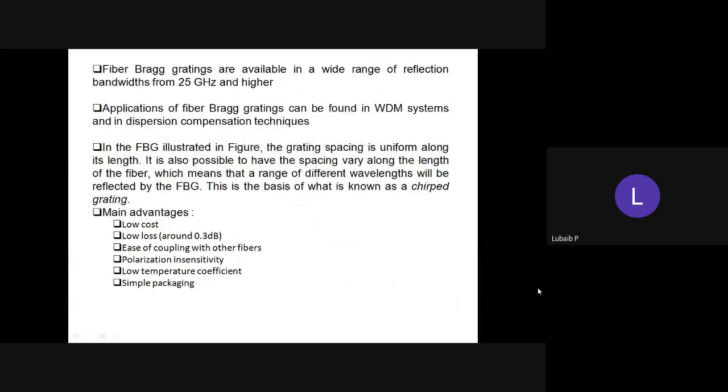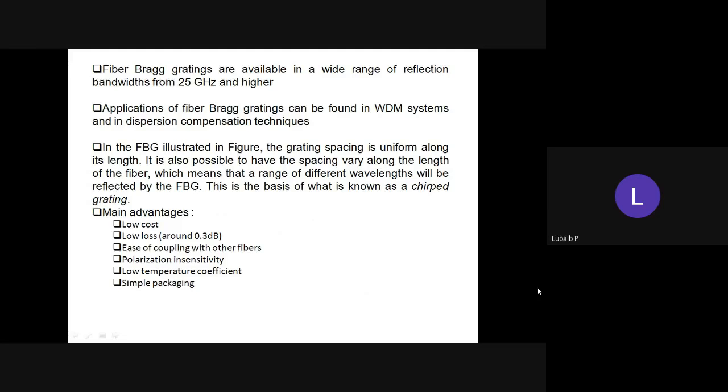Fiber Bragg gratings are available in a wide range of reflection bandwidths from 25 gigahertz and higher. Applications of fiber Bragg gratings can be found in WDM systems and in dispersion compensation techniques. In the fiber Bragg grating illustrated in the figure, the grating spacing is uniform along its length. It is also possible to have the spacing vary along the length of the fiber, which means that a range of different frequencies will be reflected by the fiber Bragg grating. This is the basis of what is known as a chirped grating.